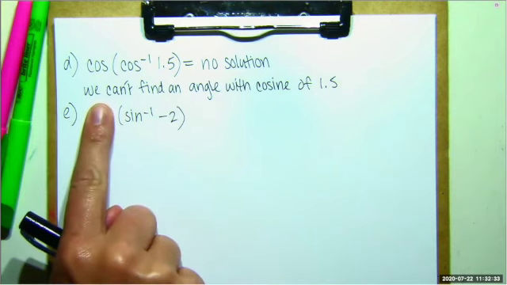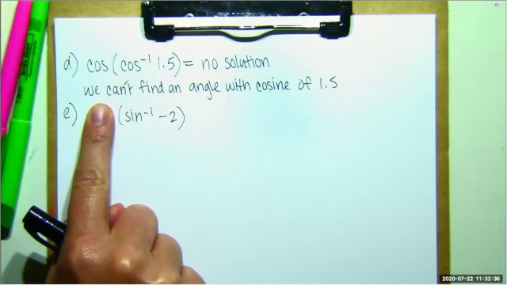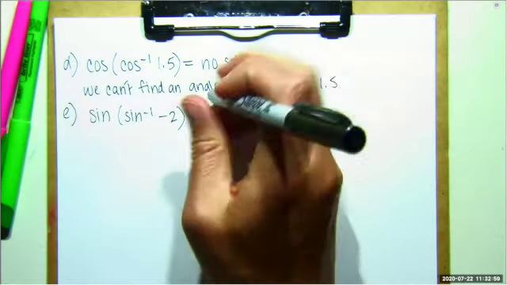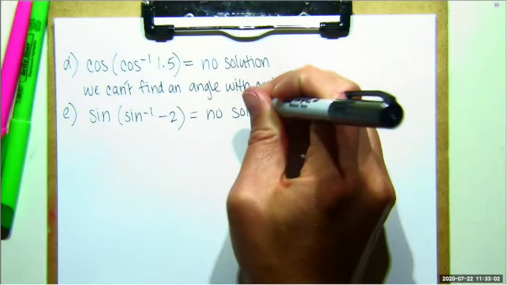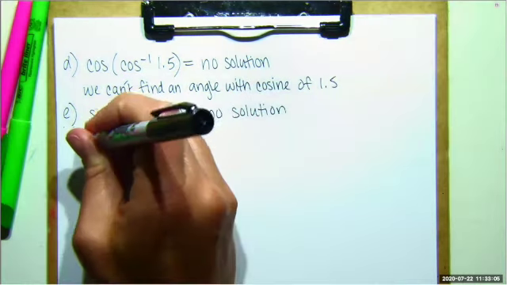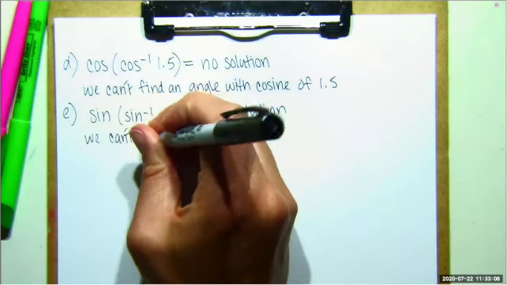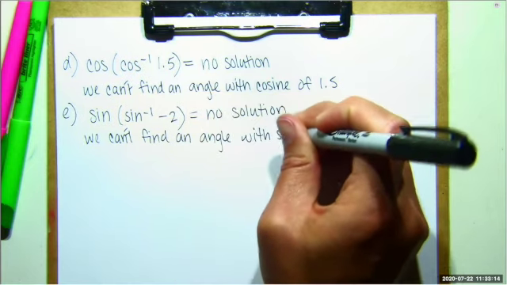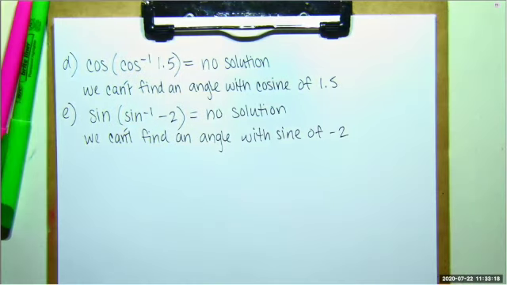Okay, so the next thing we have to ask ourselves is, does this make sense? Can we find an angle? So inverse sine of -2, this asks us to find an angle whose sine is -2. Okay, so again, think about that sine graph, that wave we saw in the last chapter. What is the lowest possible y value we will ever get? -1. So is it possible to find an angle whose sine is -2? No way. So again, we have no solution. And that's because we cannot find an angle with sine of -2.